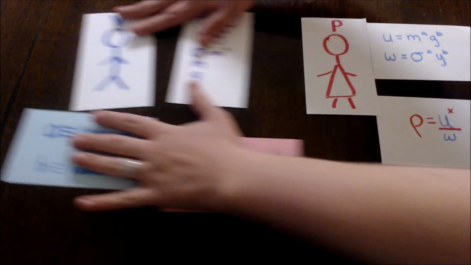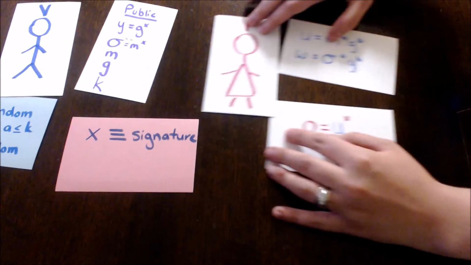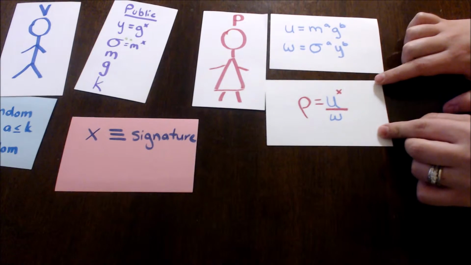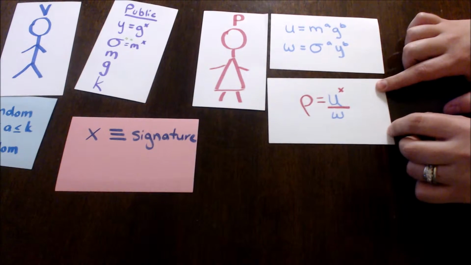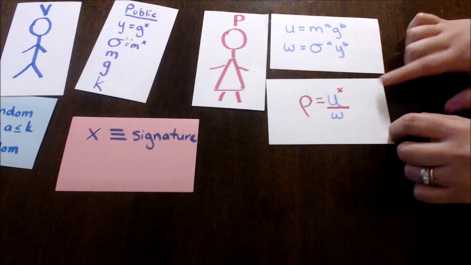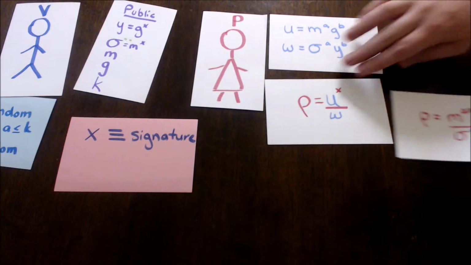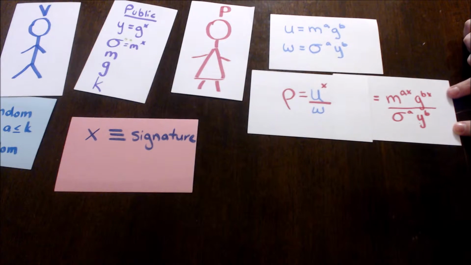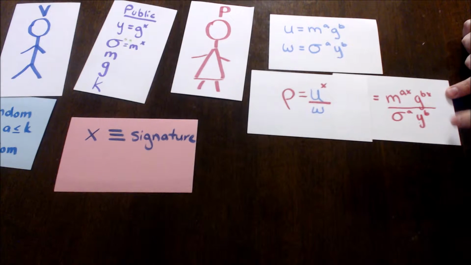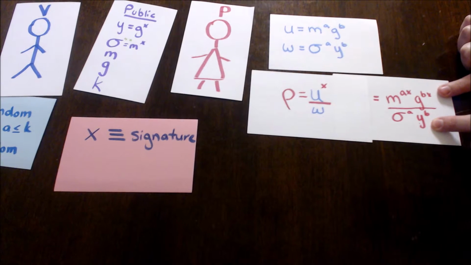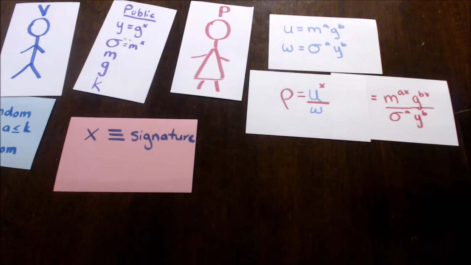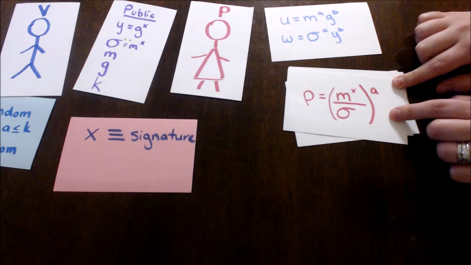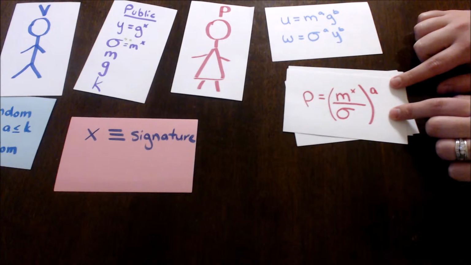So first, Patty takes the u and w and computes rho, such that u to the power of x over w is rho. This then simplifies to this once you substitute the public variables that are known, and as you see, y and g to the x are the same, so that cancels out, and you end up with rho equals m to the power of x divided by sigma to the power of a.